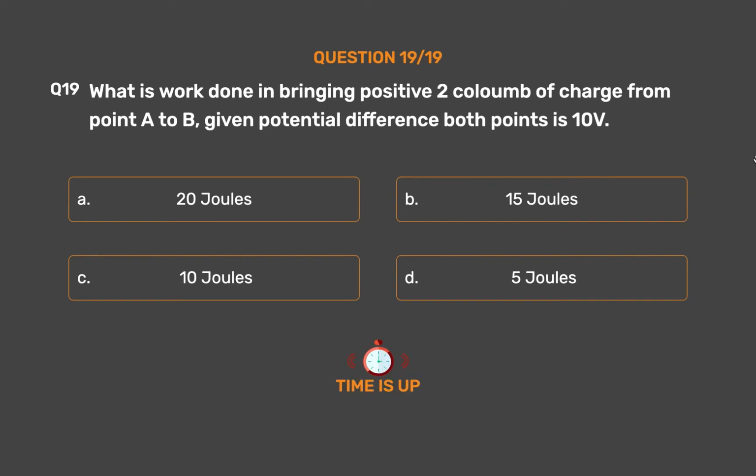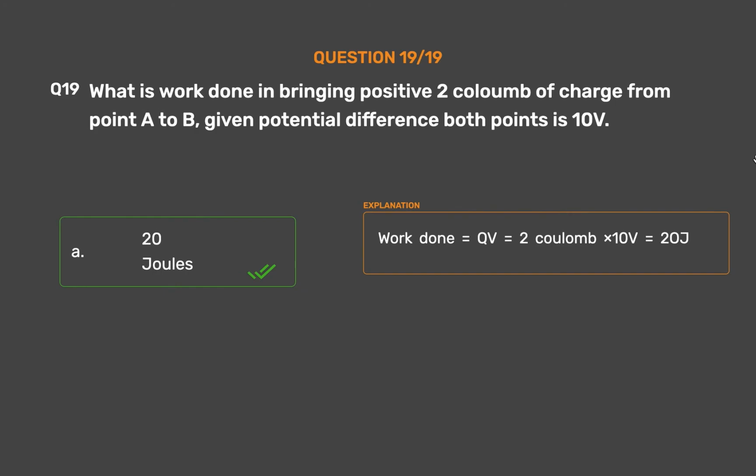The correct answer is option A, 20 joules. Work done equals QV equals 2 coulomb times 10 volts equals 20 J.